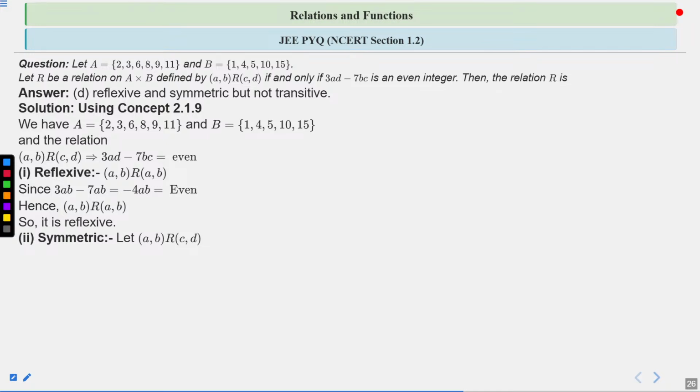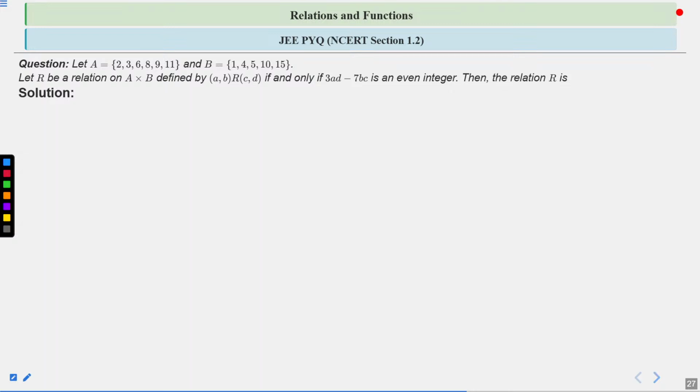Now let us check for symmetric. Let (a,b) be related to (c,d). Then we can see that 3ad minus 7bc will be even, right? This is possible when either both 3ad and 7bc are even or both are odd, right? Because the difference of two even numbers is even, or the difference of two odd numbers is even. It cannot be possible that one number is even and one number is odd, right?